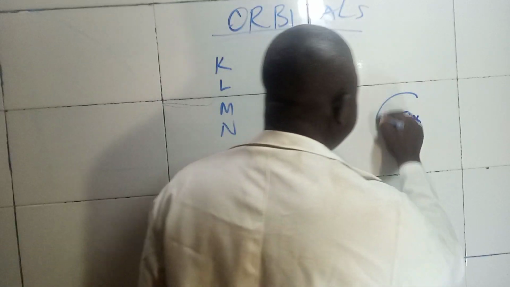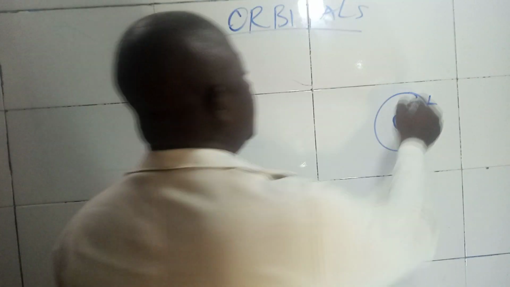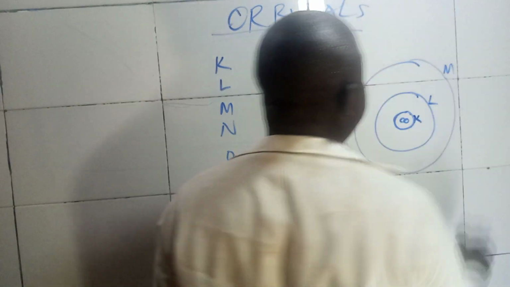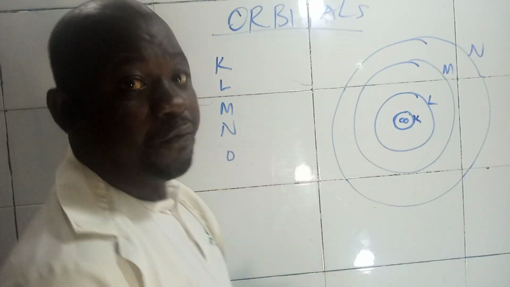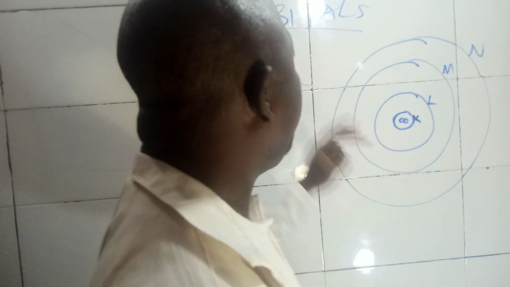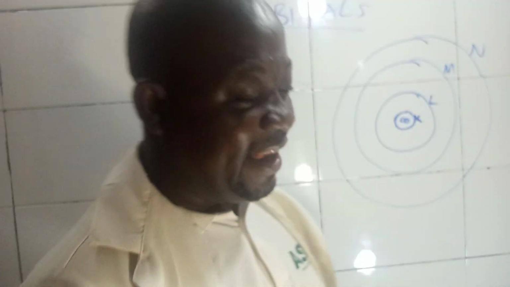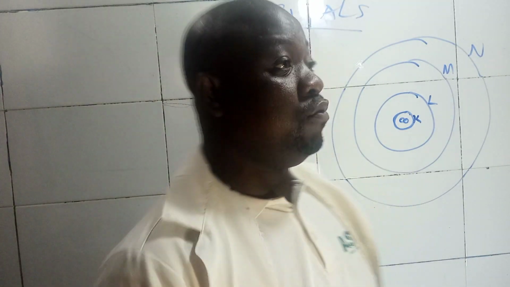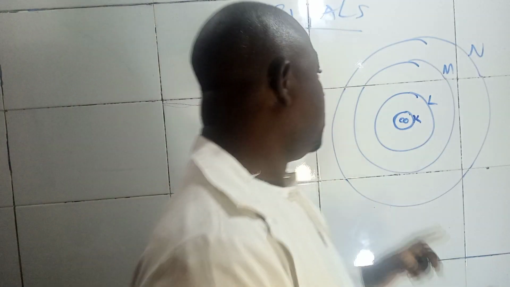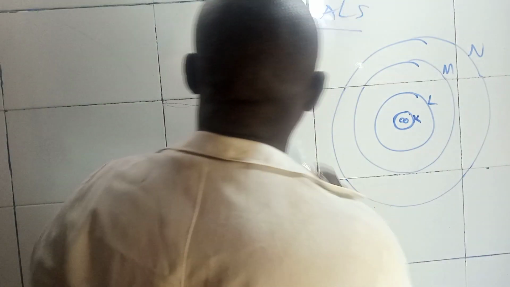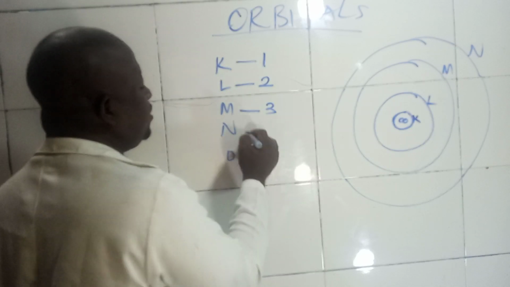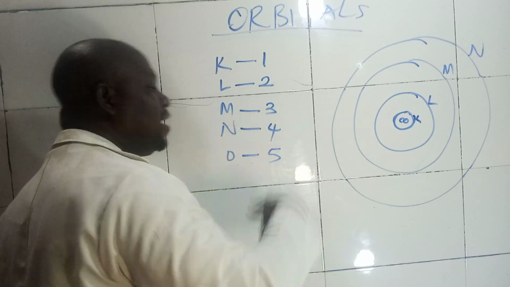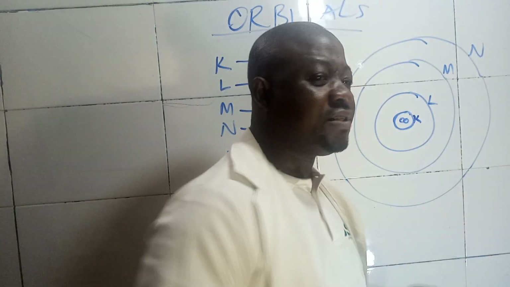The second shell is called the L shell. The third shell is called the what? The M shell. Please, I want you to follow me. Orbital representation is very, very simple. Orbital representation is the modern way of writing electronic configuration. We have the old way, which is the one I taught in the last class. Today, I want to teach the modern way of writing electronic configuration, which we call orbitals. So the K shell is called 1, the L shell is called 2, the M shell is regarded as 3, the N shell is 4, the O shell, and so on. That is how orbitals are represented.